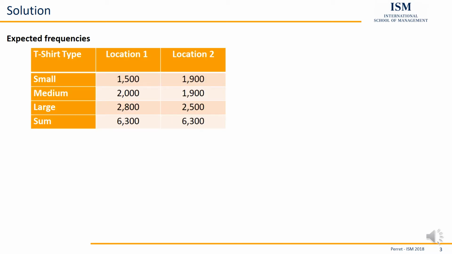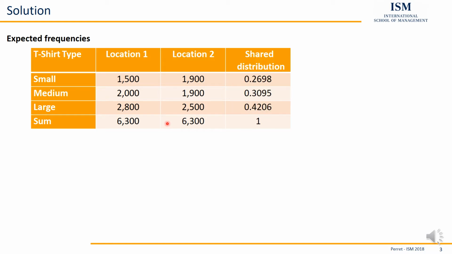We start by copying the table from before and adding an additional row where we have the sums for both locations. So here that's the sum for location 1, that's the sum for location 2. Incidentally, in this case, the sums are identical in both locations. It doesn't always have to be the case. Once we have these sums, we can continue by calculating the possible common or shared distribution.